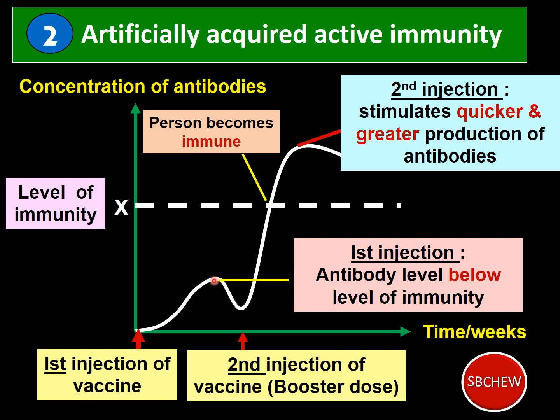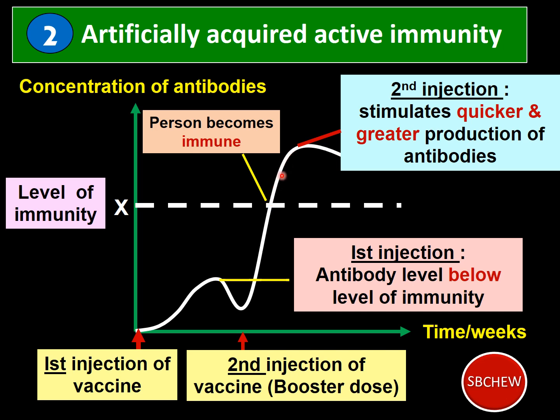However, if the stimulation is not strong enough, the antibody level will reach until here only and won't reach the level of immunity. Then it will drop down again. Thus, a second injection of vaccine called the booster dose may be needed to further stimulate the lymphocytes to produce more antibodies until the concentration of antibodies exceeds the level of immunity.